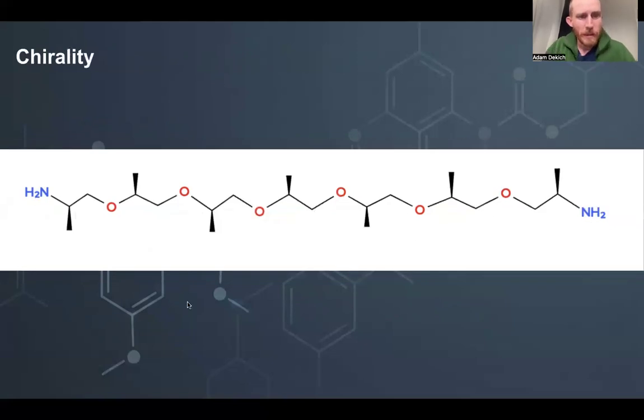As for chirality, I have used the wedges here. I made them all coming out of the page, and it's obviously got seven chiral centers, which gives it 128 stereoisomers. So that's another reason that it cleans so well, because it can take many different conformations and it's got many different stereoisomers all mixed together. And so it works very well to attach to the irregular surfaces of all these carbon deposits inside the car engines.